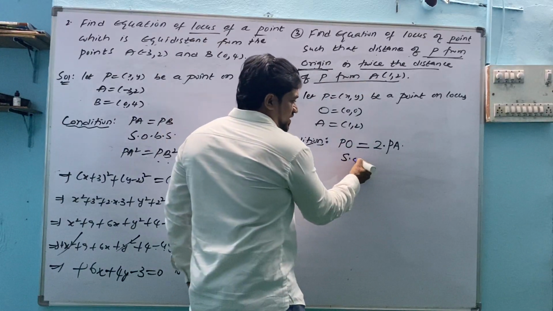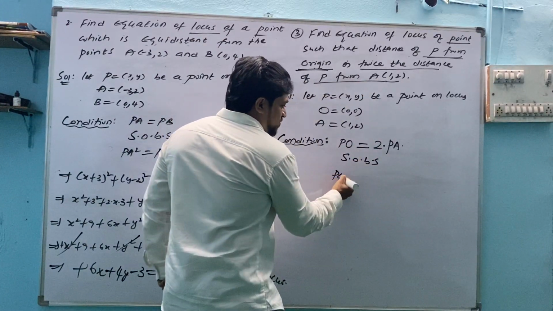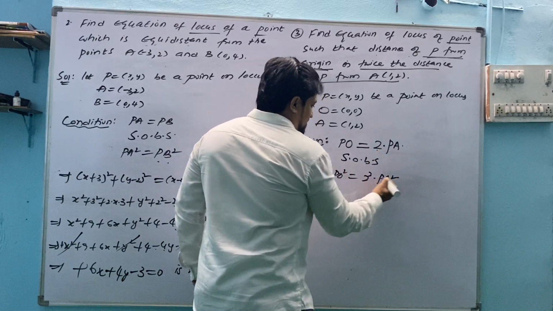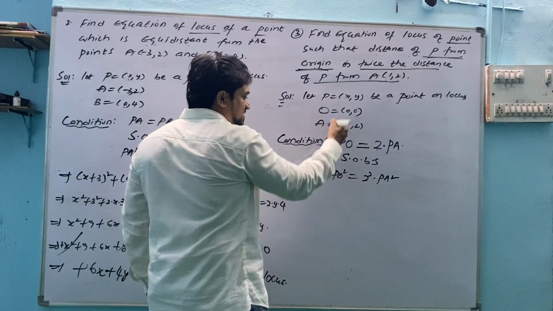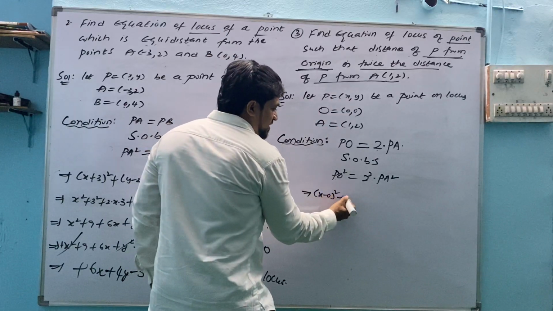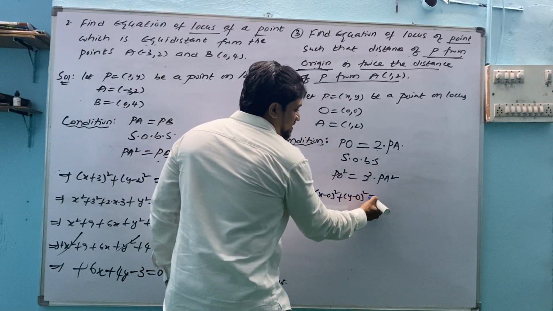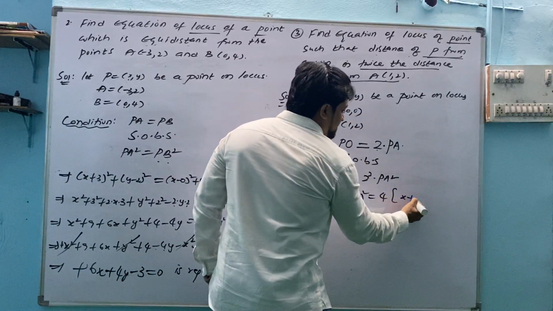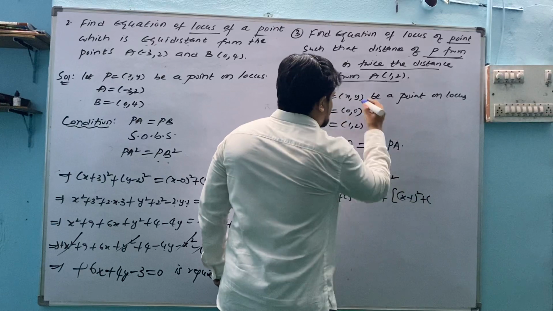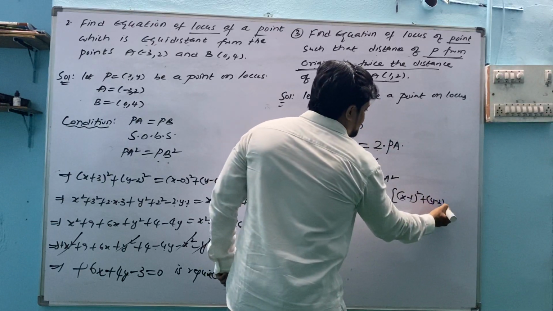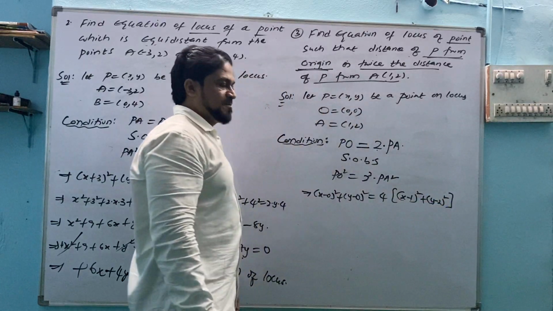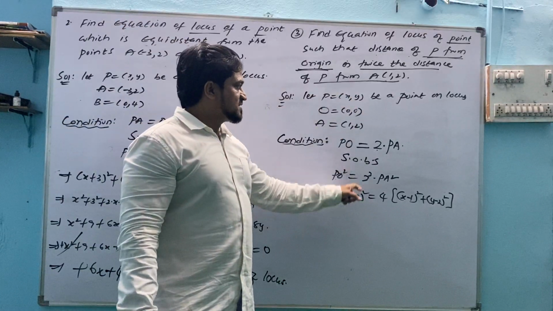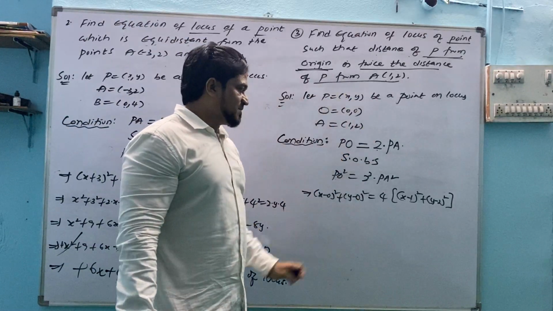Now, as usual, squaring on both sides. PO square equals, here we have 2 square, PA square. Now PO square means first and first: x minus 0 whole square plus y minus 0 whole square. 2 square is 4. Then PA square: first minus first whole square plus second minus second whole square. PO means first minus first, second minus second. PA means first minus first, second minus second.